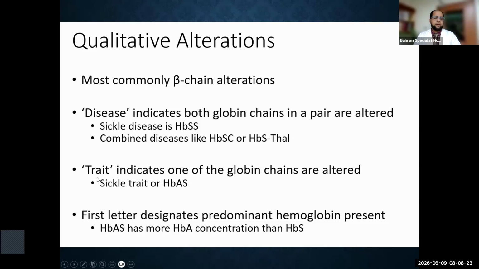It is called trait or carrier when a single globin chain is altered. For example, sickle cell trait will be labeled as HBAS. Here A denotes the dominant proportion of hemoglobin, so this A is actually the adult hemoglobin. In case of carriers, we have around 10 to 30% of HBS and the remaining is HBA. This is seen in adults. So this is the abbreviation pattern we use, HBAS.